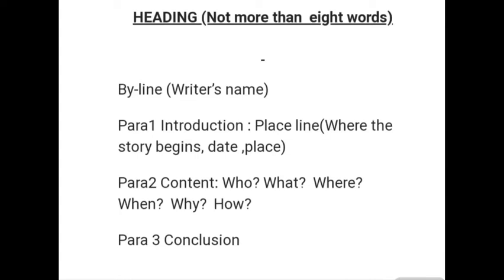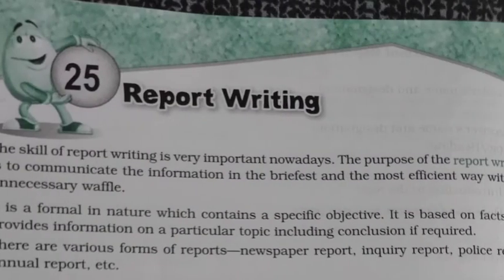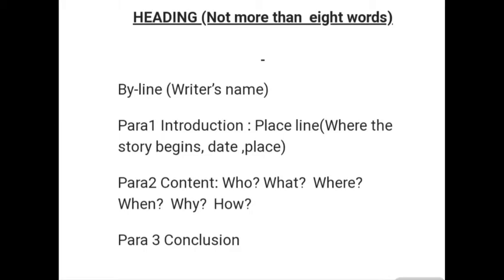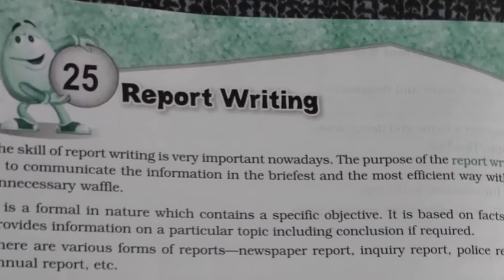Then the paragraphs: para 1, the introductory, and para 2, the defining para, where you define it. First you introduce, with the place line where the story begins: date, place, etc. You put the facts, then you go into the depth. You define your report, you elaborate your incidents, then you conclude. Okay, this is the format. You must take a screenshot of it and you can note it down in your notebook.